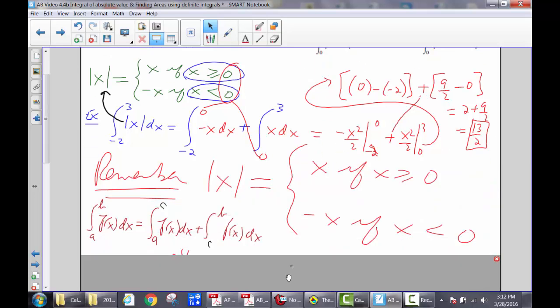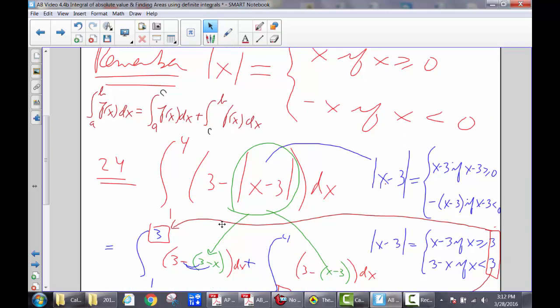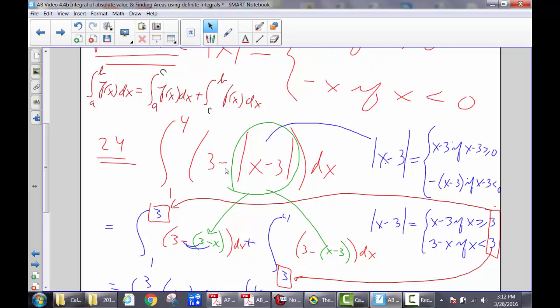Okay, so remember, of course we're using this property. So here's number 24, the integral from 1 to 4 of 3 minus the absolute value of x minus 3 dx. Okay, so they had to make it complicated. Let's just look at the absolute value on the side. The absolute value of x minus 3 is x minus 3 if x minus 3 is greater than or equal to 0, and negative the thing inside if the thing inside is negative. Simplify all this. That makes it x minus 3, and this is 3 minus x. Isolate x, that means if x is greater than or equal to 3, and this solves to be x is less than 3. So my cutoff point is 3.